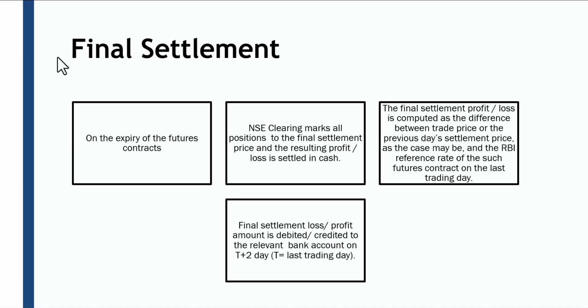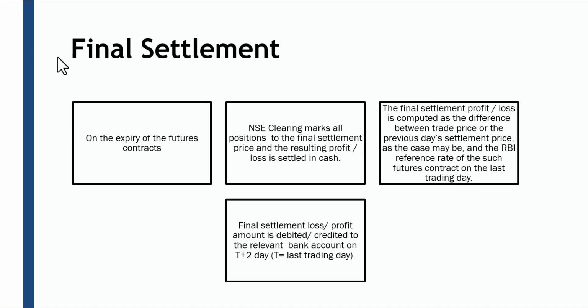On the expiry of the future contracts, the exchange clearly marks all positions to the final settlement price, and the resulting profit or loss is settled in cash. The final settlement profit or loss is computed as the difference between the trade price or the previous day's settlement price, as the case may be, and the RBI reference rate of the future contract on the last trading day.